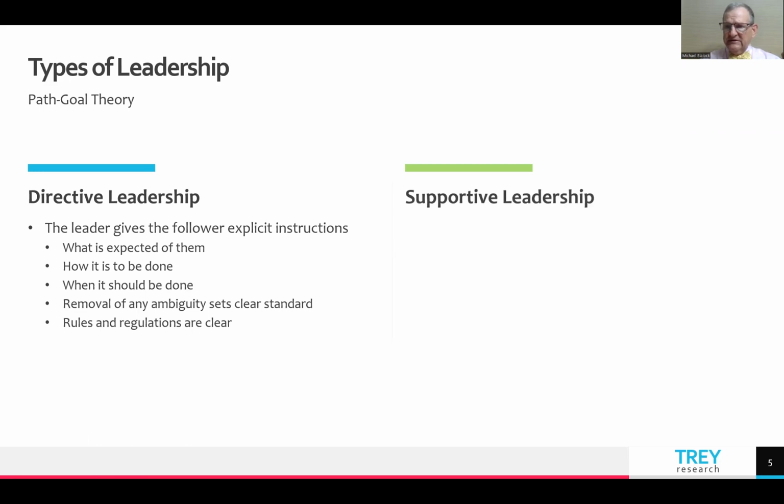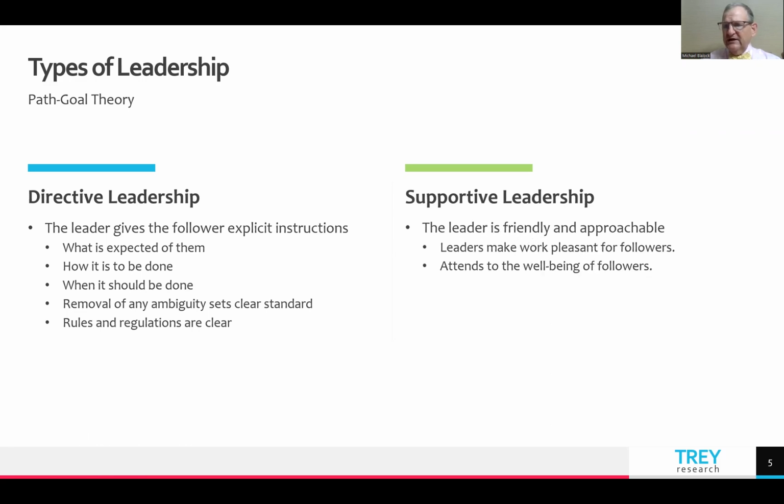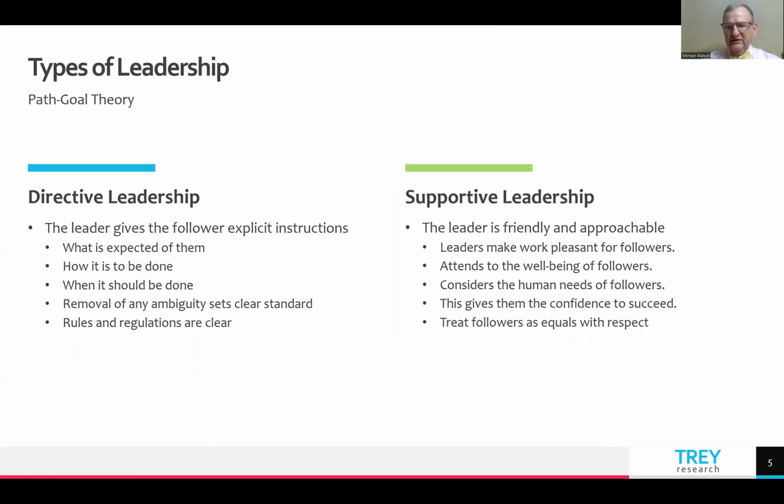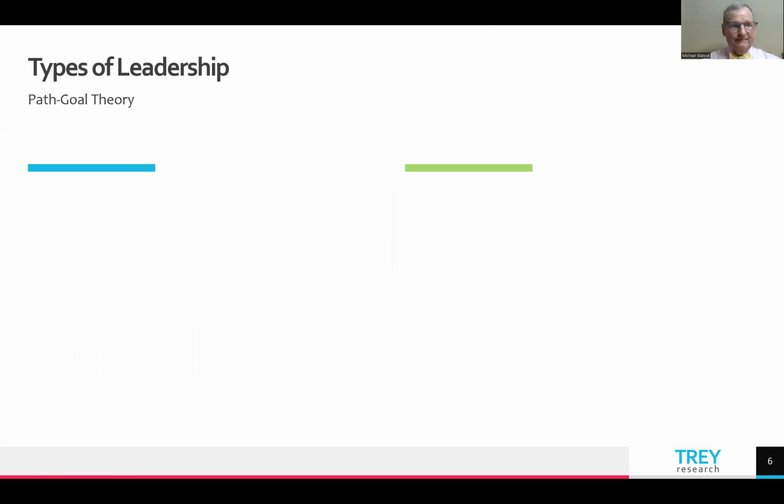The second style of leadership is supportive leadership, where the leader is friendly and approachable and makes work pleasant for the followers, makes sure they attend to the well-being of the followers, and also considers the human needs. This gives them the confidence to succeed because they know they're supported by the leader and they're treated as equals with a great deal of respect.